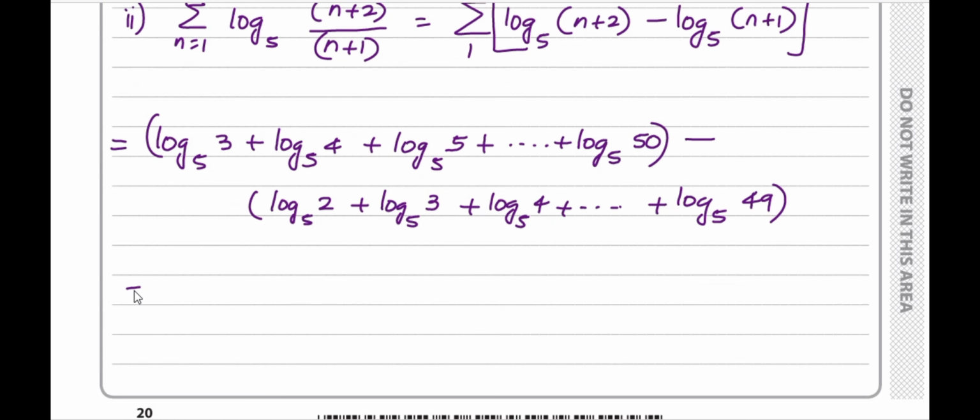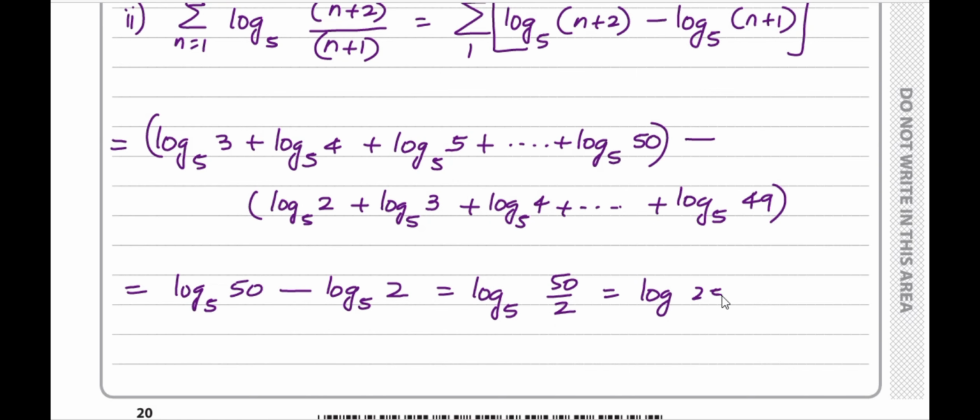Most of these terms will cancel out, and the remaining terms are log to the base 5 of 50, take away log to the base 5 of 2. It's quite easy now, so we can write log to the base 5 of 50 over 2, which is log 25 to the base 5, which is equal to 2.